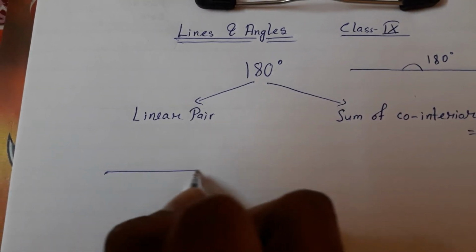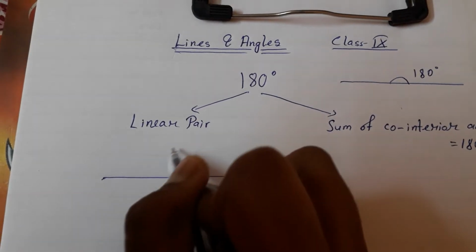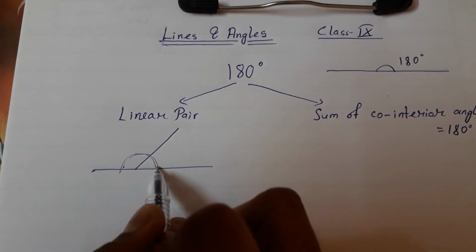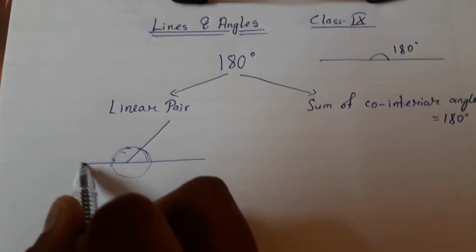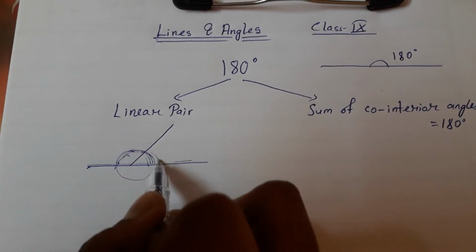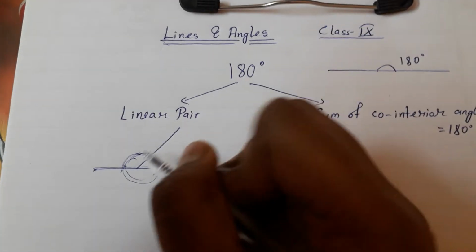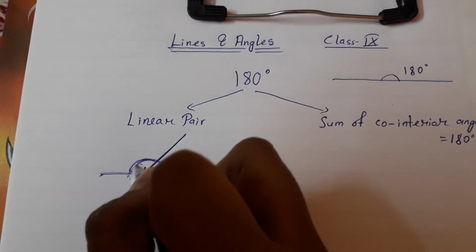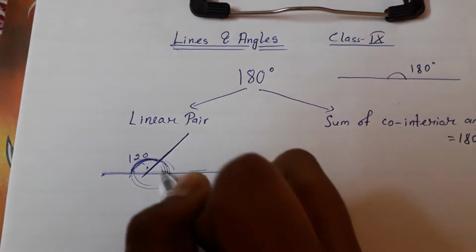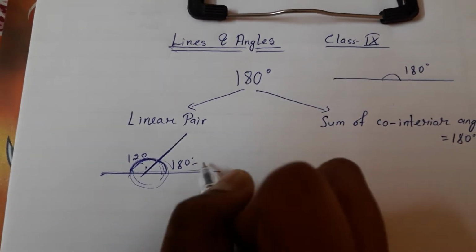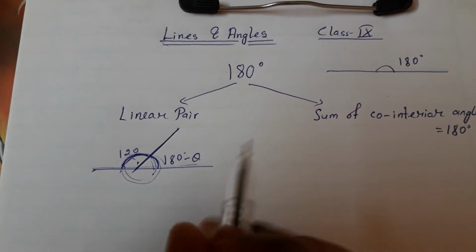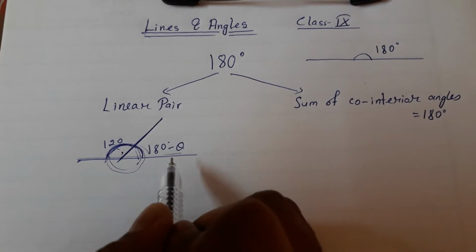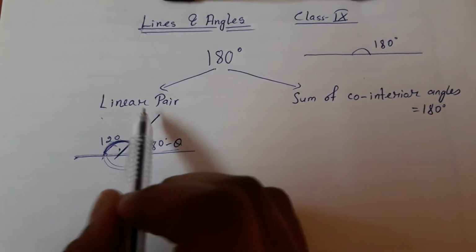Suppose this is a line, and if any line cuts this line, then we all know the degree is 180 degrees. The whole degree is 360. If there is a line, then this will be 180 degrees, and this will also be 180 degrees. Now if a line cuts in this way, and suppose this angle is 120 degrees, then this angle will be 180 degrees minus theta, minus any degree. So 180 degrees minus 120 means 60 degrees. So this is called a linear pair.